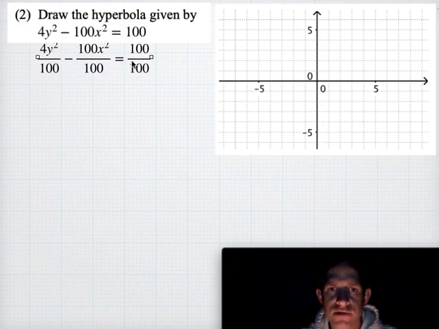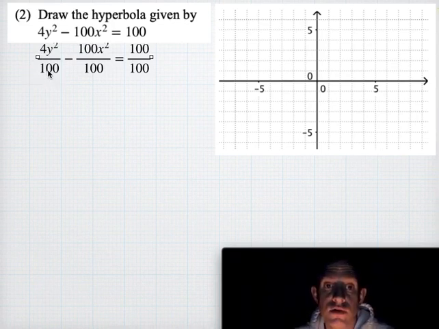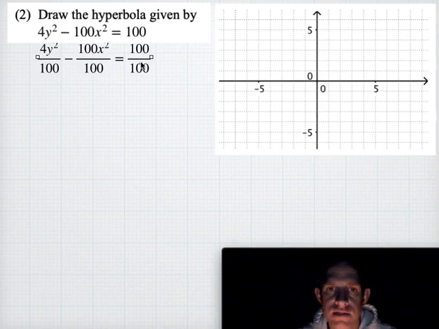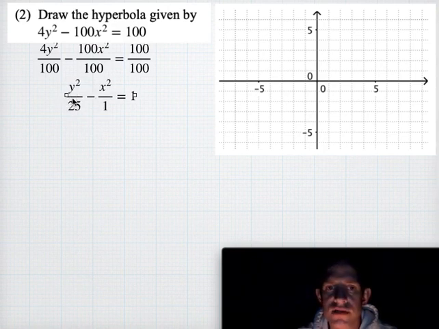If we divide both sides by 100, over here the fraction 4 1/100ths reduces to 1 over 25. Here the fraction reduces to 1, and this, by design, on purpose, reduces to 1. And so that gives us a graphable equation, y squared over 25 minus x squared over 1 equals 1. First thing I see in this is that this is going to be a vertically oriented hyperbola. The reason I know that is because it's got y squared on there.